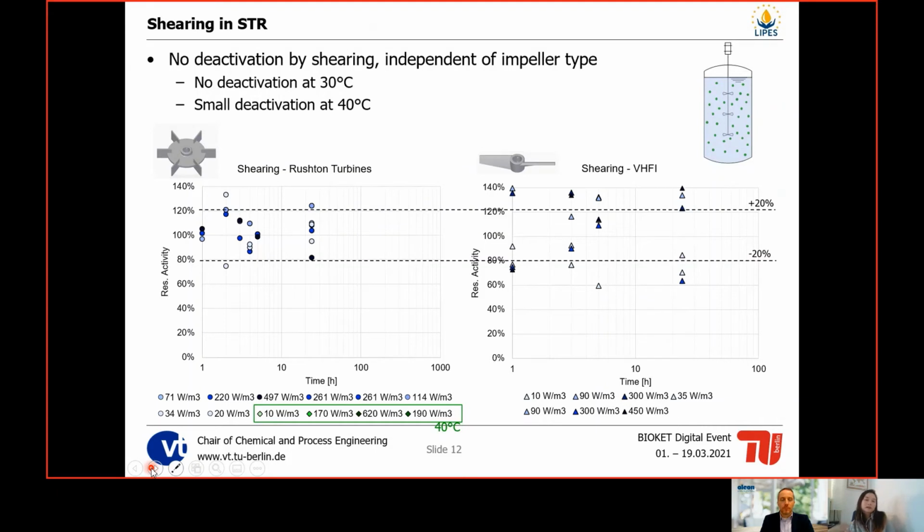Therefore, we tested different impellers. We tested Rushton turbines and we tested a pitched blade turbine, which we called VHFI. And we stir it at 30 degrees Celsius and 40 degrees Celsius for a long time. And we don't really see any deactivation even though we increase the power input to 400 watts per cubic meter. However, if we increase it to 600 watts per cubic meter at 40 degrees Celsius, we see that after 400 hours, we start to lose some activity here, which indicates that there is actually a maximum shear rate. There is a threshold where the enzyme starts to deactivate.